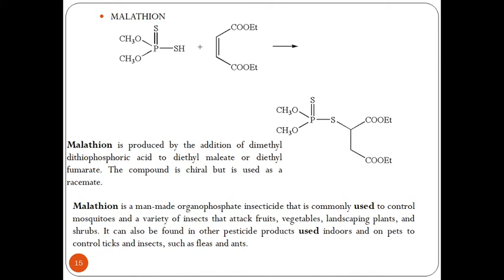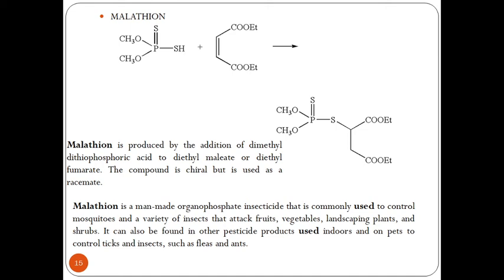This is an organophosphate insecticide which is commonly used to control mosquitoes. So malathion is an insecticide which is utilized to control mosquitoes and a variety of insects that attack fruits, vegetables, landscaping plants and shrubs. It can also be found in other pesticide products used indoors and on pets to control ticks, mites, fleas and ants. So malathion has a wide variety of uses, not only from an agricultural point of view, but it can also be used on pets so that ticks and mites can be controlled.